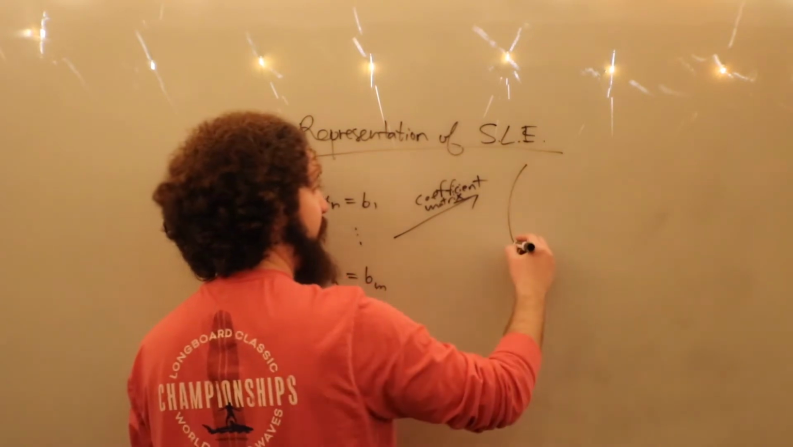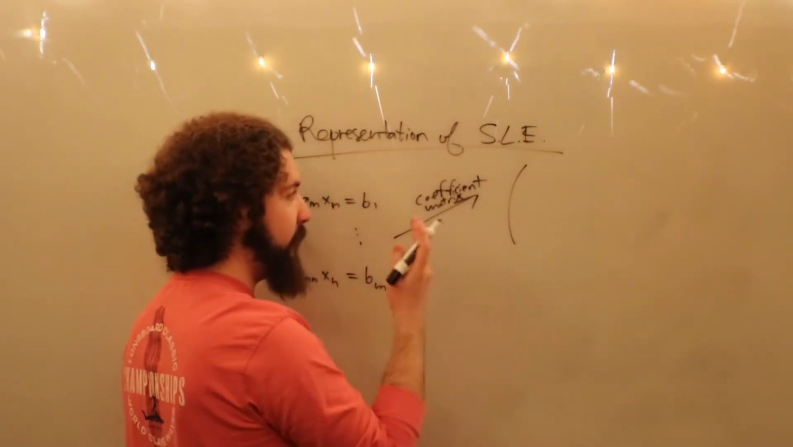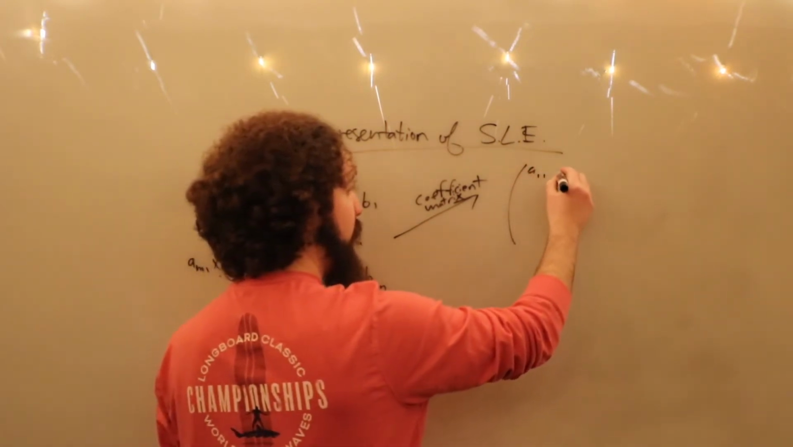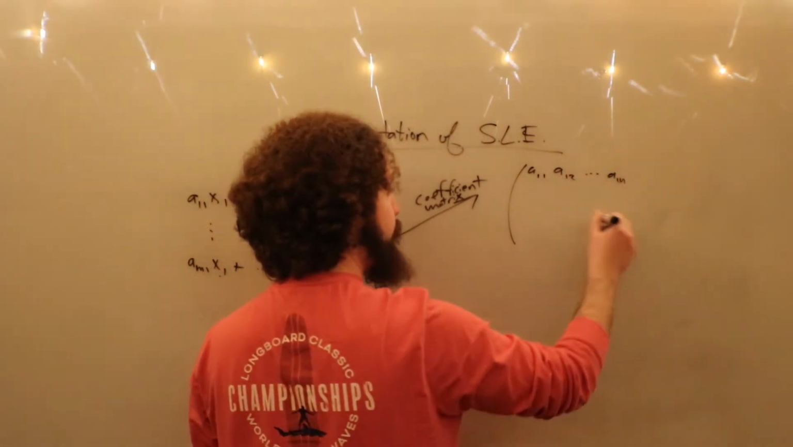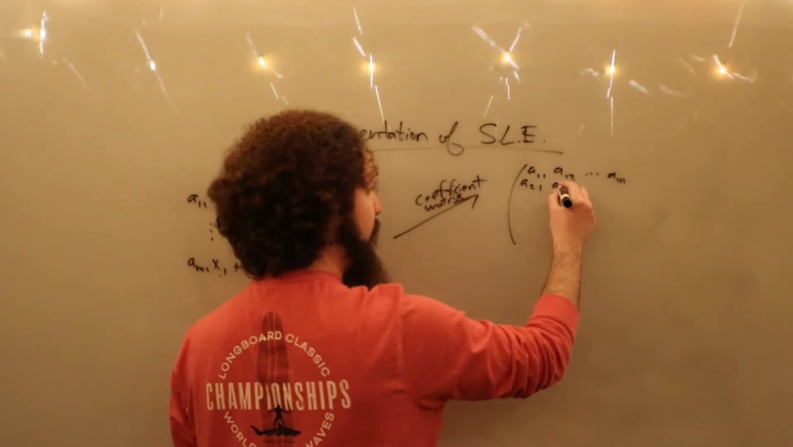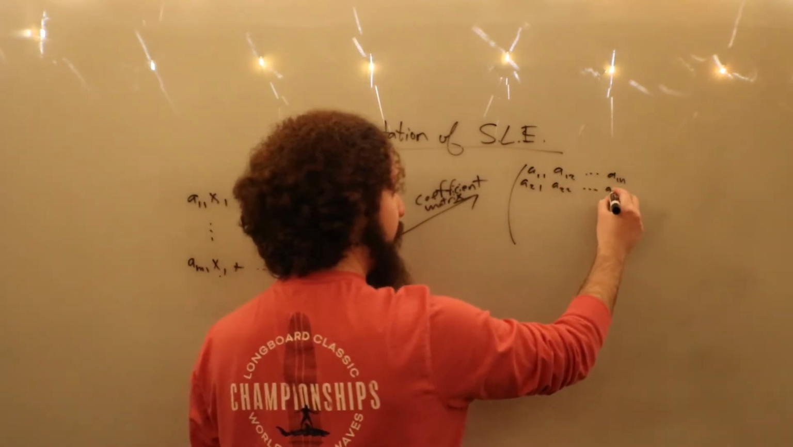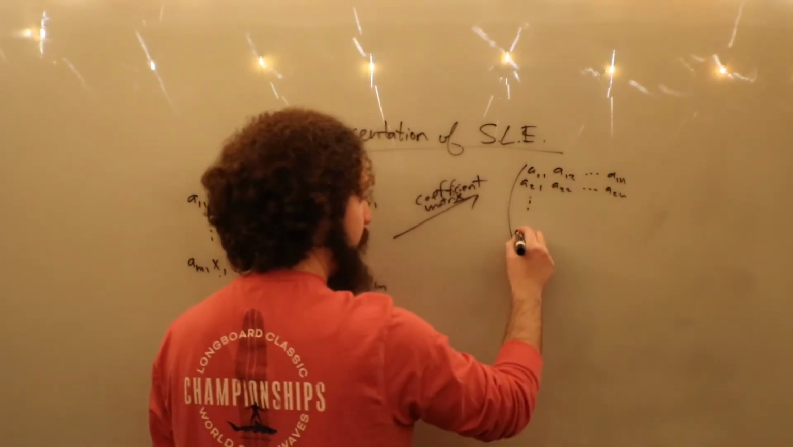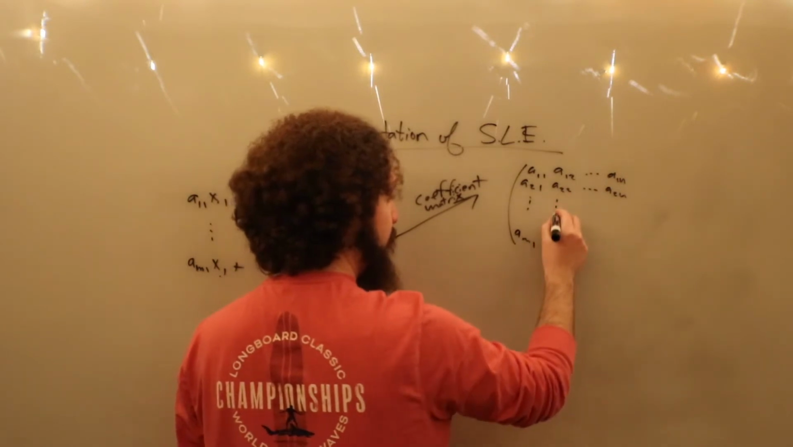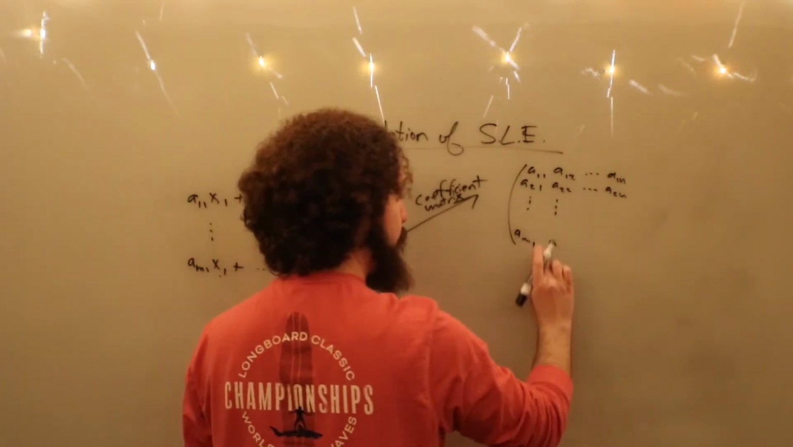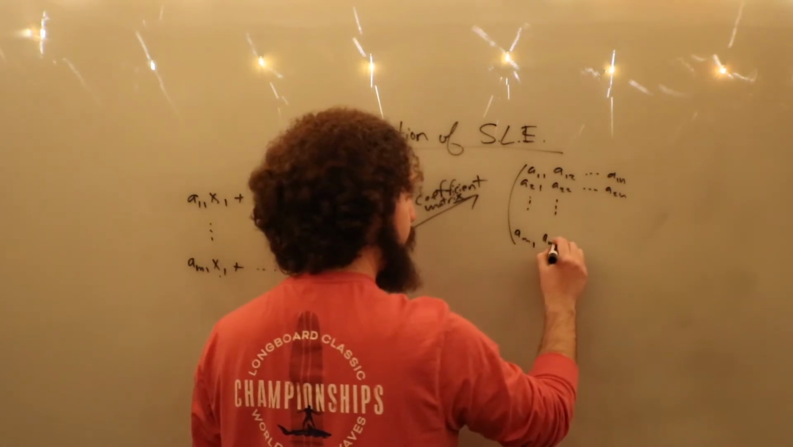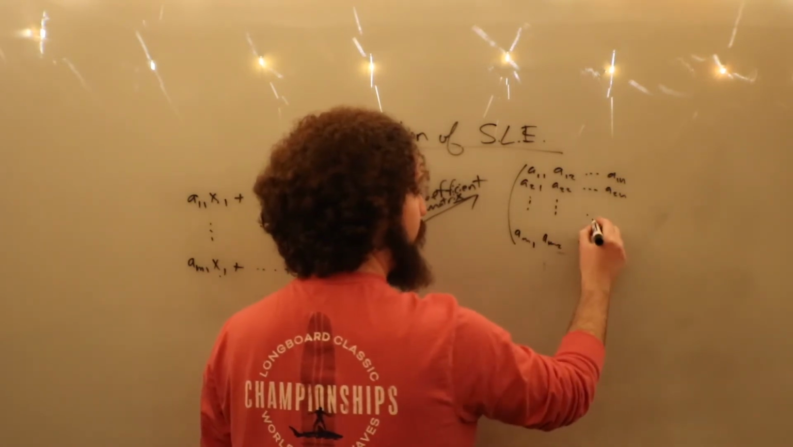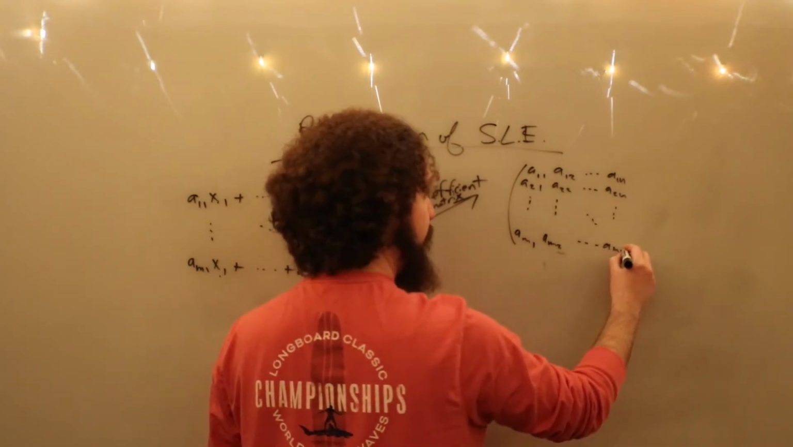So this is going to give us, and I'm already using the parentheses version, A11, A12, all the way up to A1n, A21, A22, all the way up to A2n, down to Am1, Am2, and all the way over to Amn.